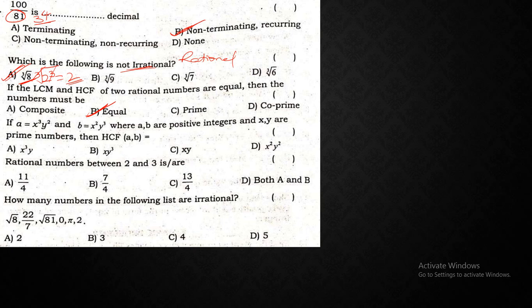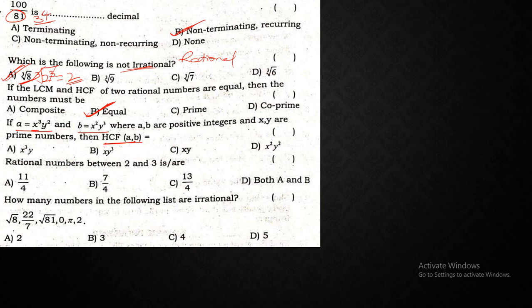Because if you take prime numbers, the HCF will be 1 and the LCM will be the product of the numbers, so it is not possible. It is only possible when they are equal. If A is equal to x cube y square, and B is equal to x square y cube, what is he asking? HCF of A comma B.